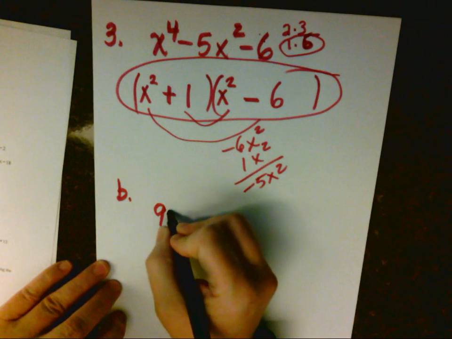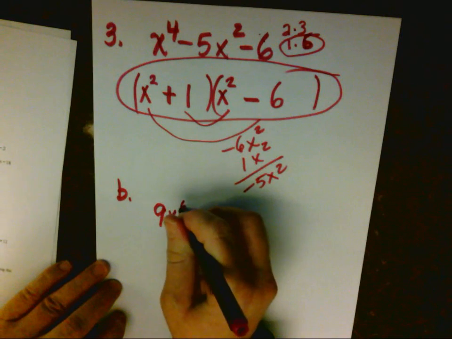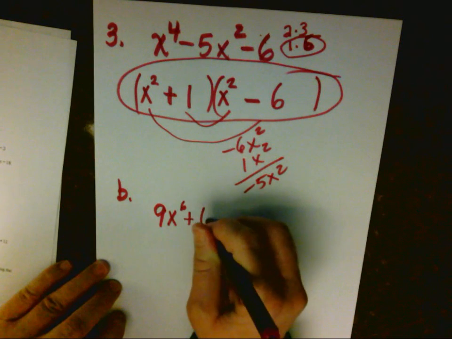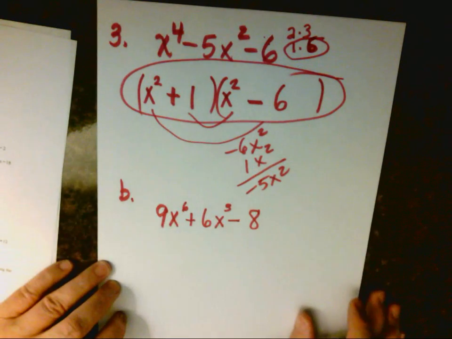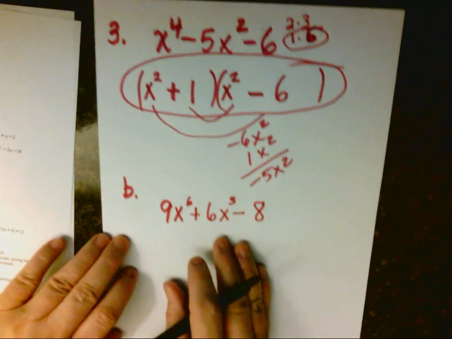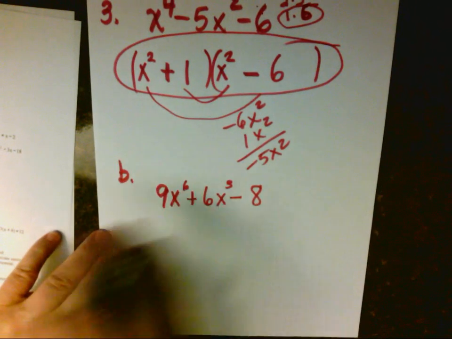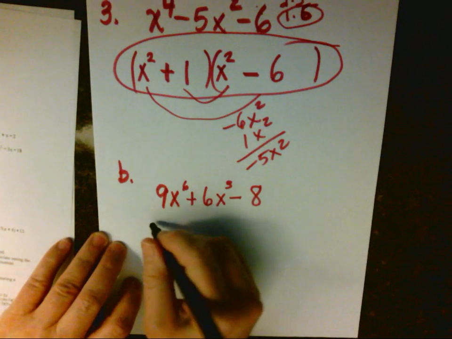B. 9x to the 6th plus 6x to the 3rd minus 8. Notice there are only a few of these. These are the hardest type problem.